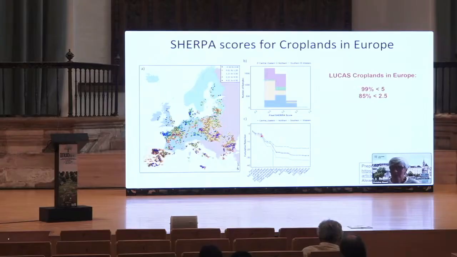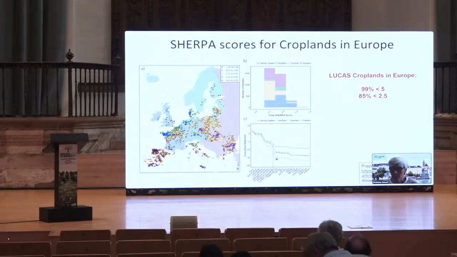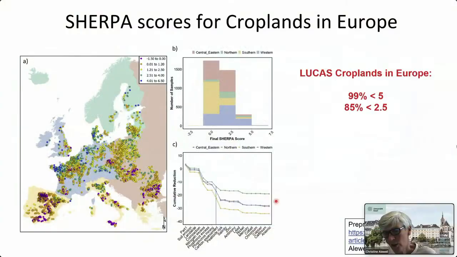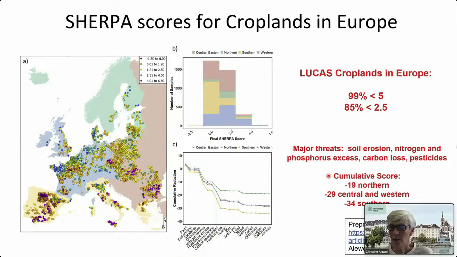But what really contributes to negative scoring is nitrogen excess, phosphorus excess, then carbon assessment, and the pesticide risk. So if we look at the cumulative score in the end, the major threats are soil erosion, nitrogen and phosphorus excess, carbon loss, and pesticides. And the cumulative score differs a bit between the regions. So we have -19 for the northern European regions, -29 for central and western, and -34 for the southern.